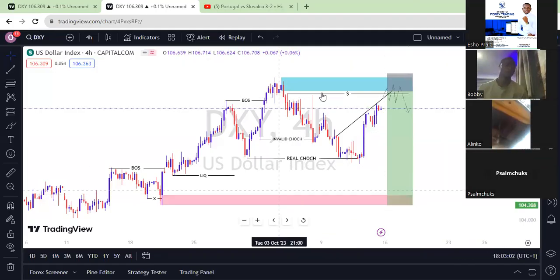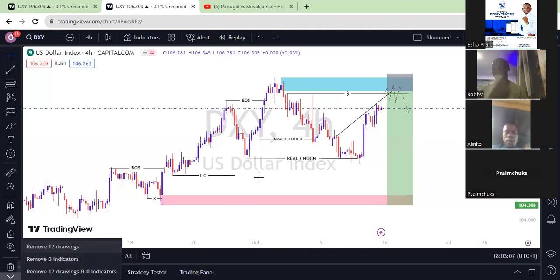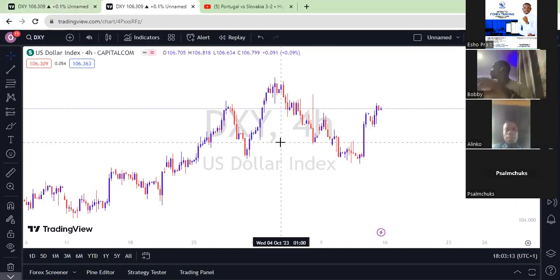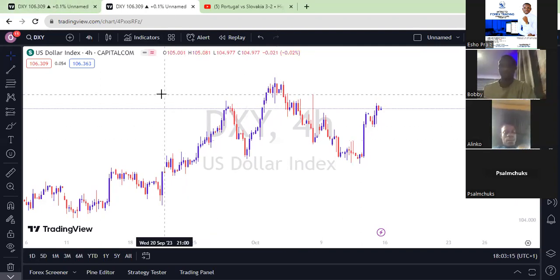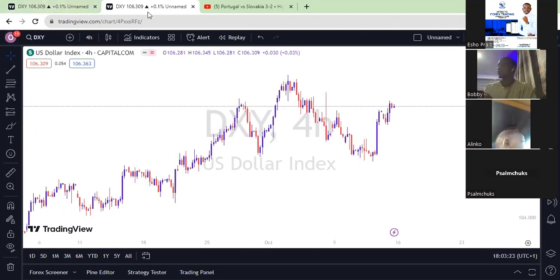All right. So what I'm going to do right now, I'm going to delete this chart. Understand? So we want to analyze DXY. So DXY is dollar index. Understand? Dollar index. Right? So we will use, let me click here. This is DXY. So this is dollar index.